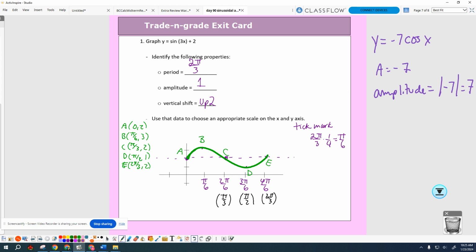If you're standing upside down, are you now -5'5"? No, you're still 5 feet 5 inches tall. Okay. So amplitude is positive.